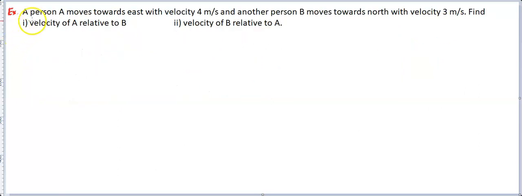So another example is this. It says a person A, similar language, moves towards east. So again, it's moving towards east with velocity given. Another B is moving towards north this time, and velocity given. We need to find again relative velocity of A with respect to B, and then B with respect to A both.